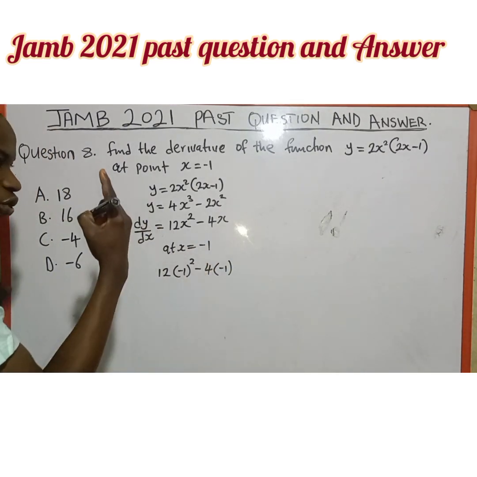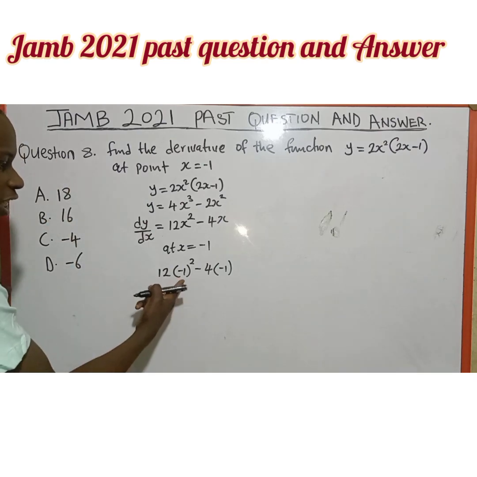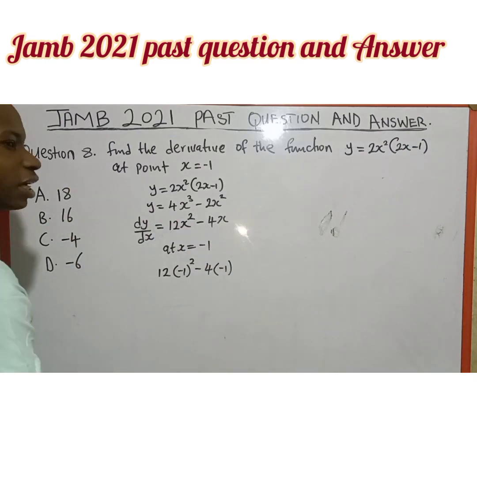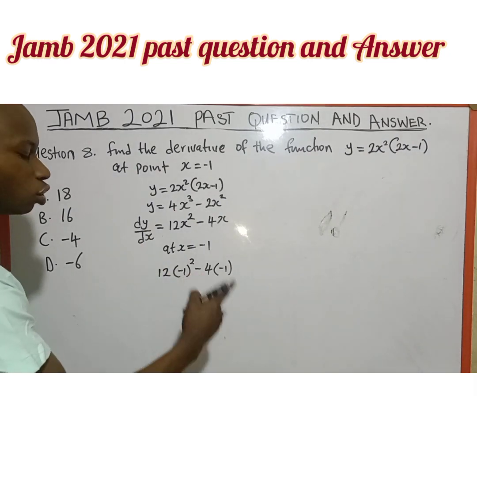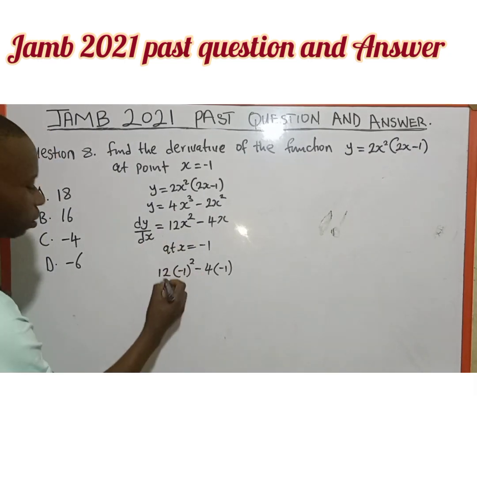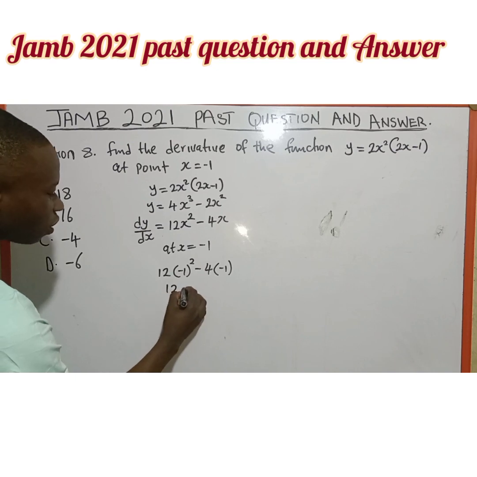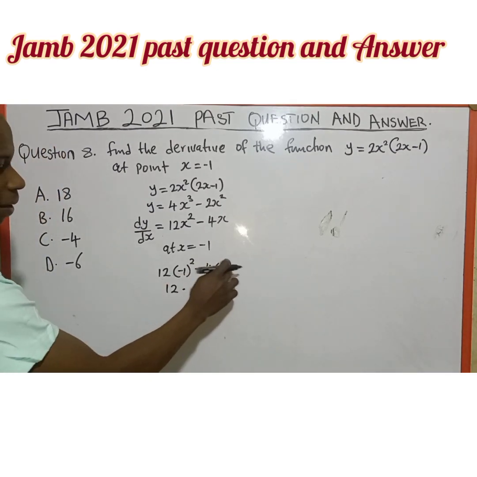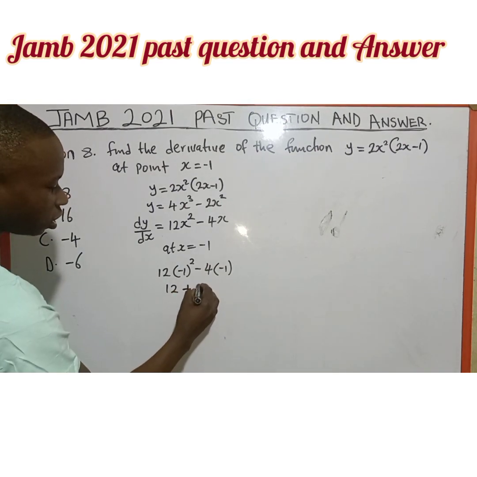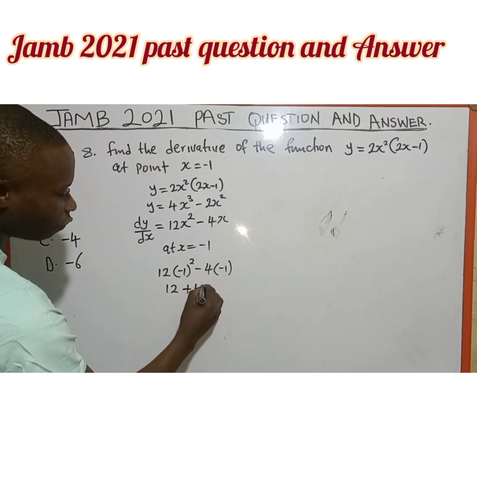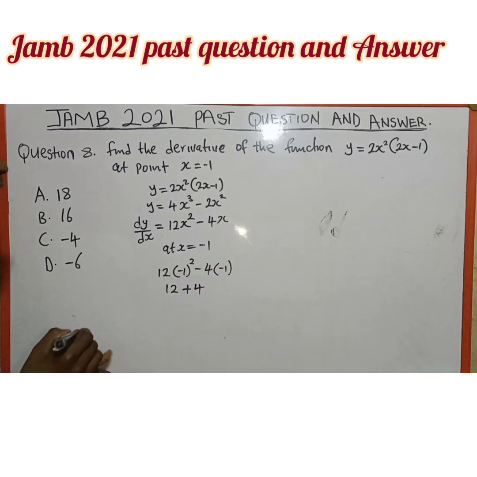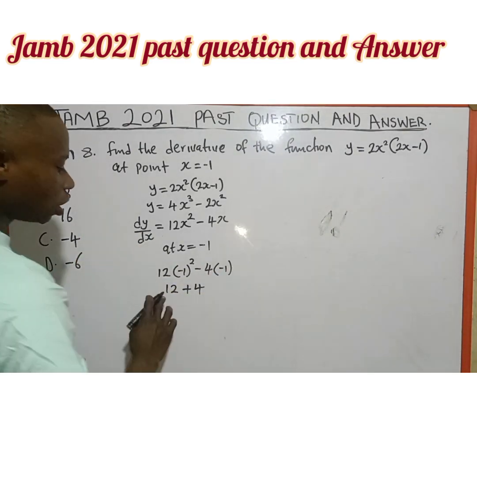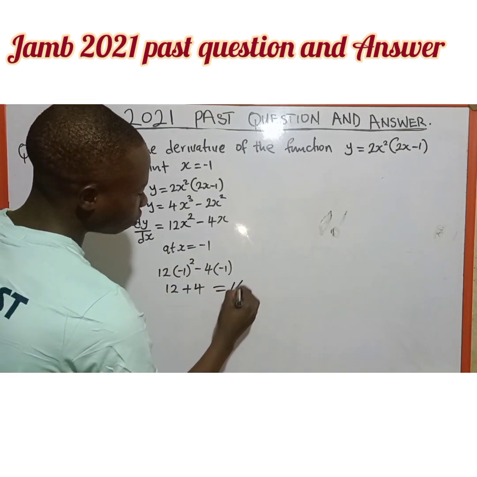Negative 1 squared will give me positive 1, because negative 1 multiplied by negative 1, negative will cancel negative, and 1 multiplied by 1 will be 1. Then 1 multiplied by 12 will give me 12. Then minus 4 multiplied by minus 1 will give me positive 4, because negative multiplied by negative is a positive. Then 12 plus 4 is going to give me 16.